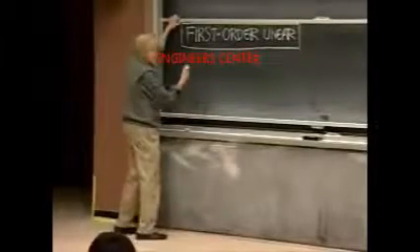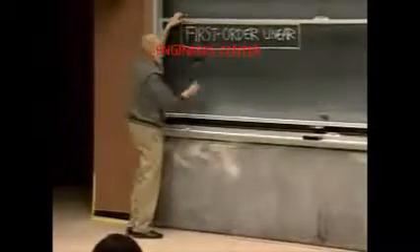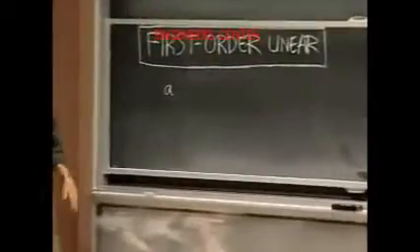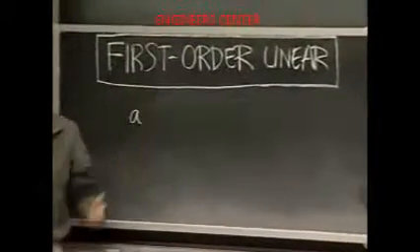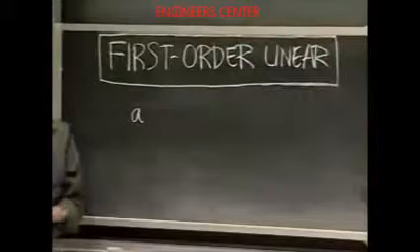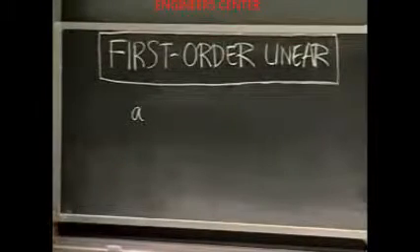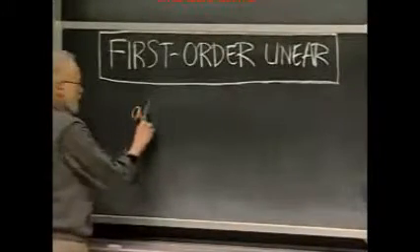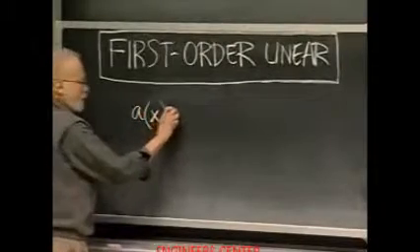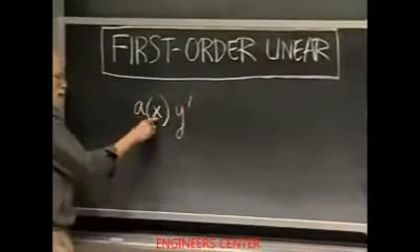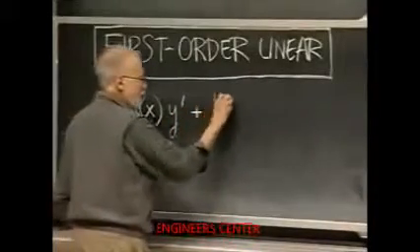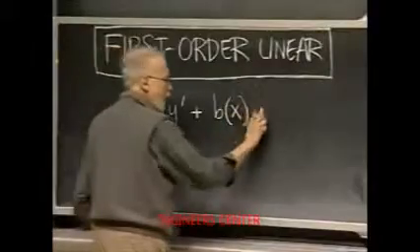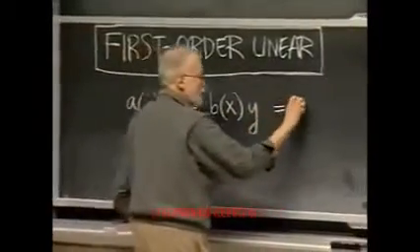Well, there are several ways of writing it, but I think the most basic is this. I'm going to use x as the independent variable because that's what your book does, but in the applications it's often time, that's the independent variable, and I'll try to give you examples which show that. So the equation looks like this. Some function of x times y prime plus some other function of x times y is equal to yet another function of x.